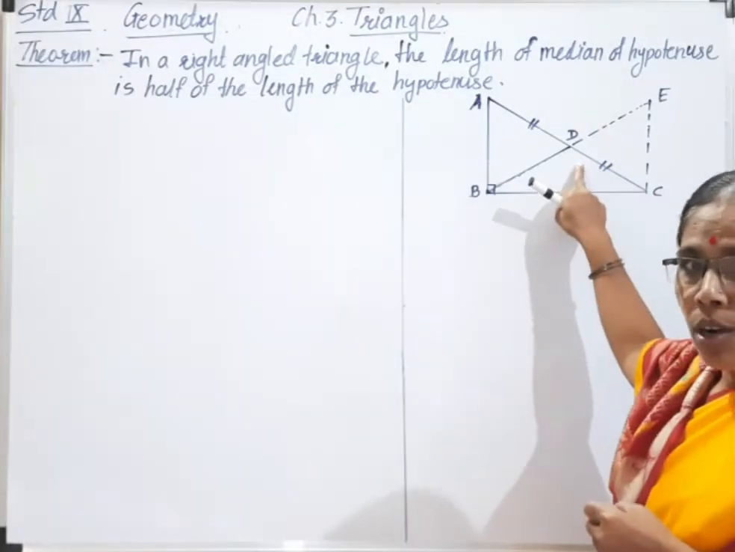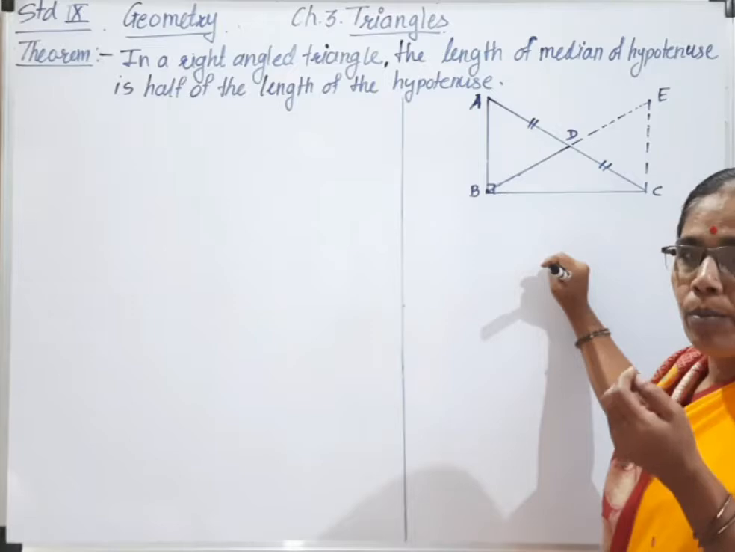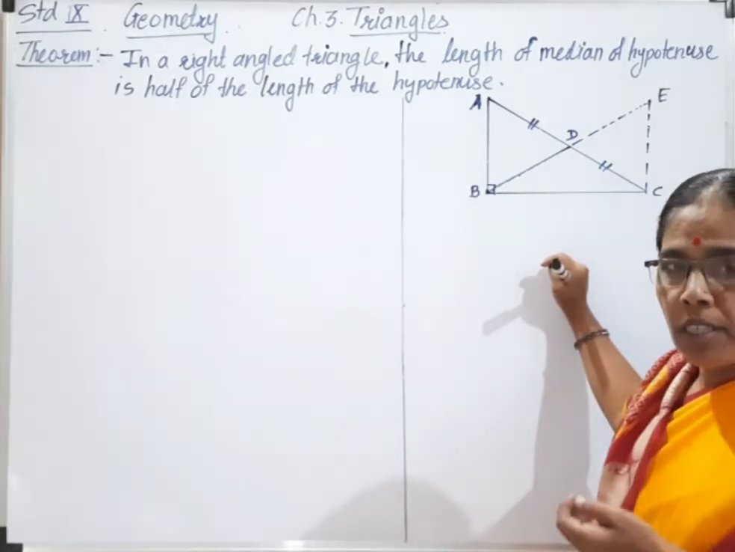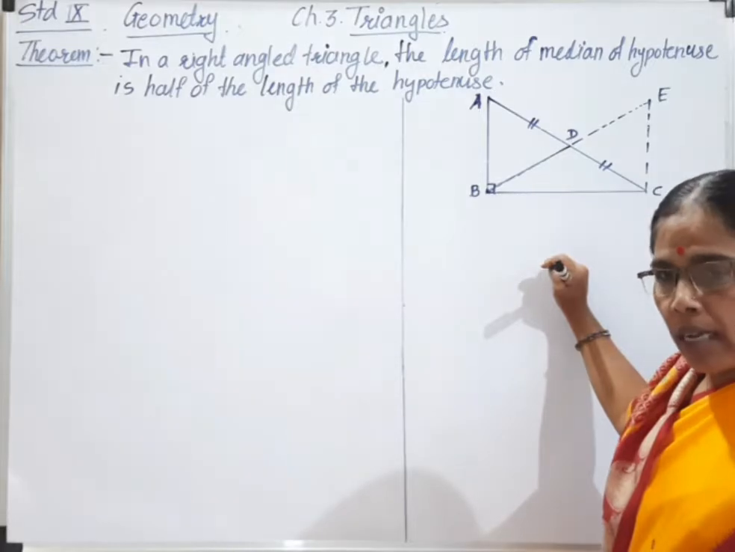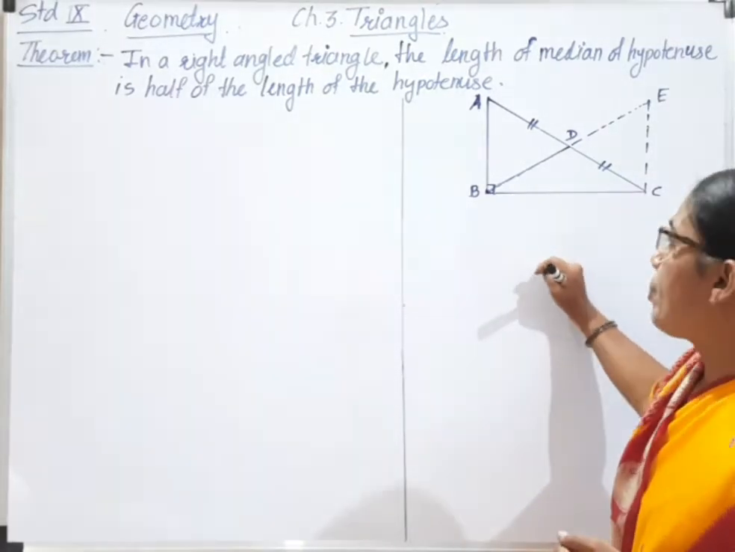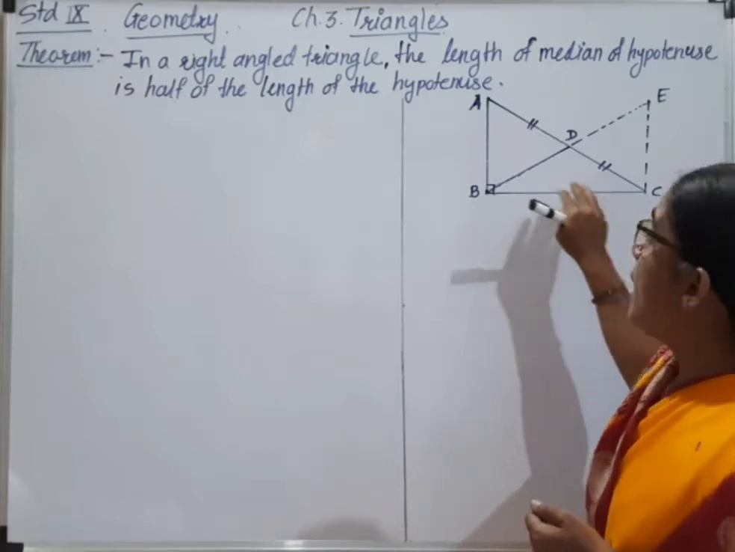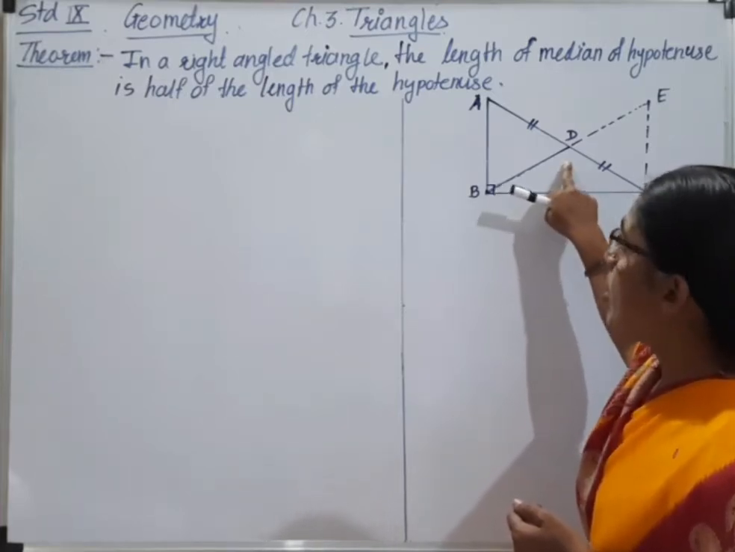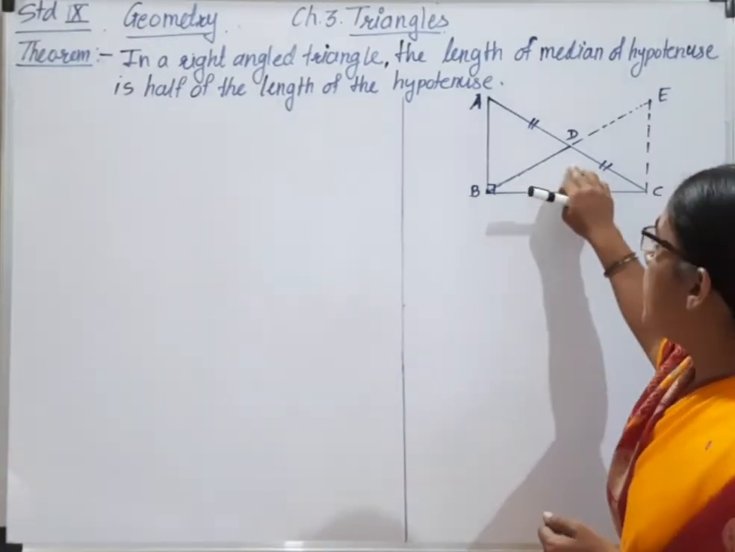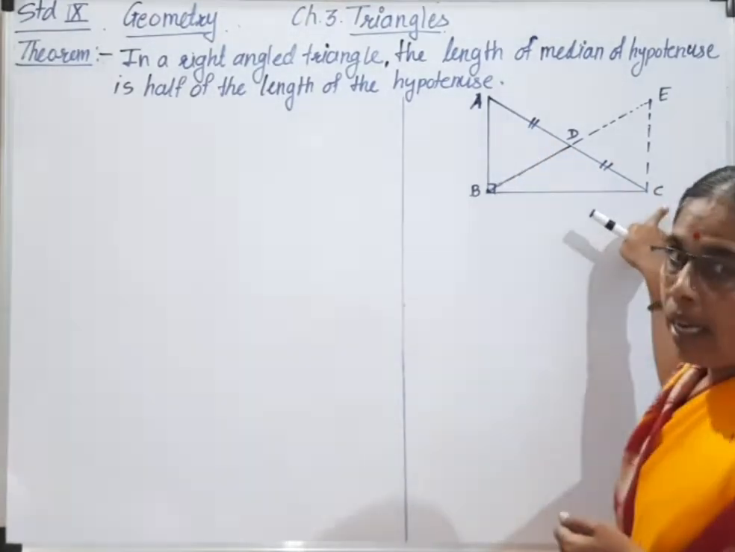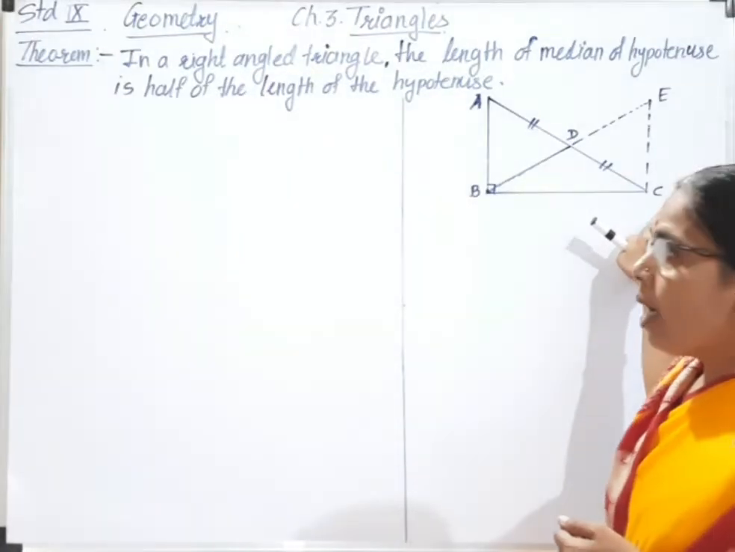So median means what? The line segment joining the midpoint and the opposite vertex of that triangle is the median. Now BD is the median of this hypotenuse. This is half of the length of the hypotenuse, meaning here we have to show that BD is half of AC. AC is the hypotenuse, the side opposite to 90 degrees is the hypotenuse.